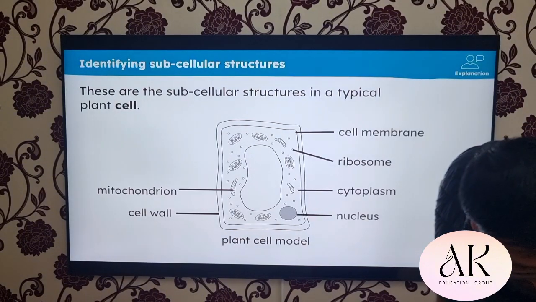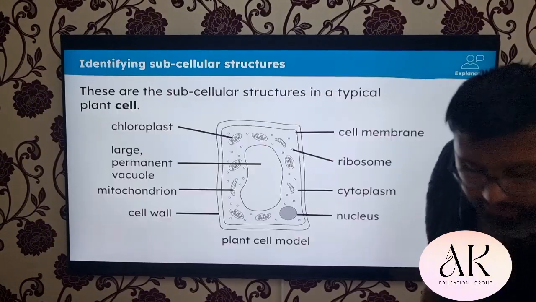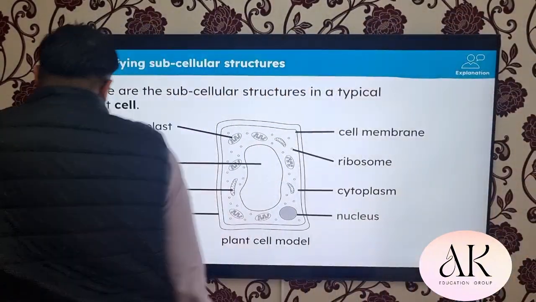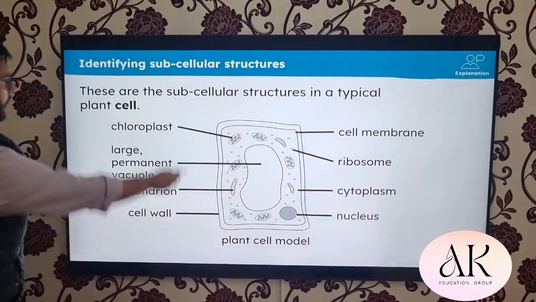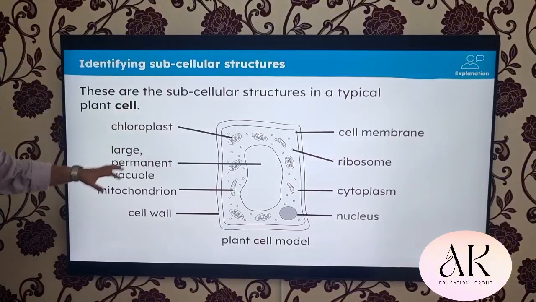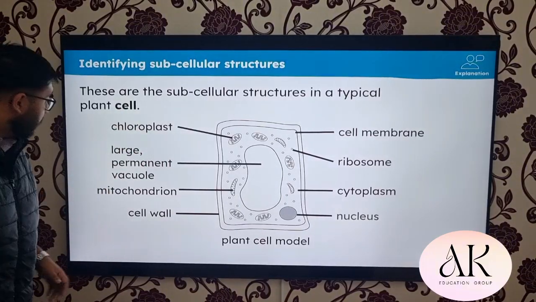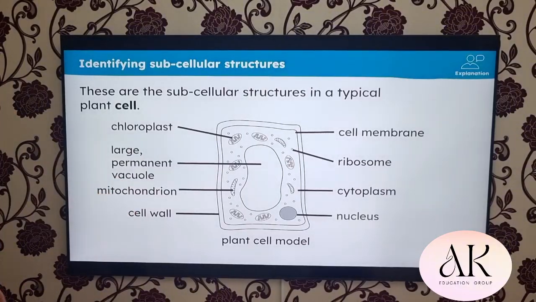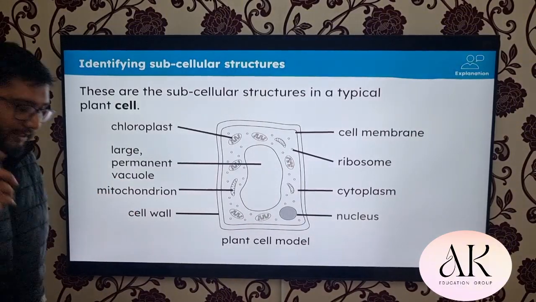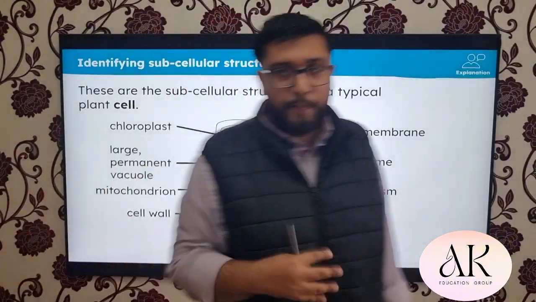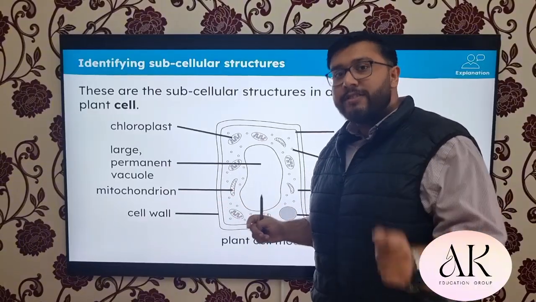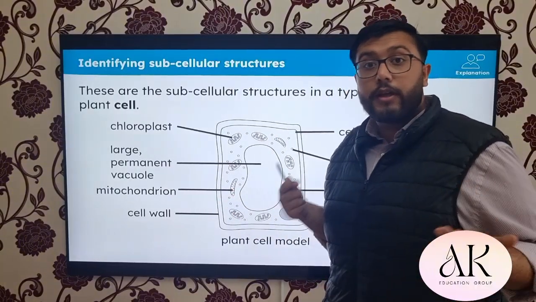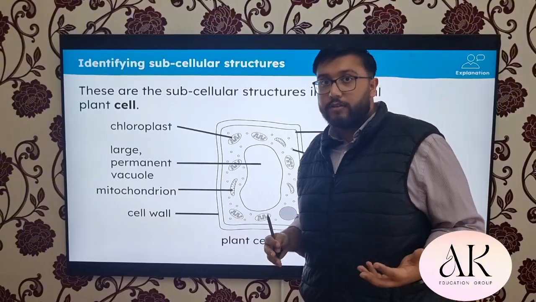Plant cell model, and you see there's a few different structures now. So, in the previous slide with the animal cell model, we didn't see the chloroplast. We didn't see the large permanent vacuole. We didn't see the cell wall. So what does that tell you about plant cells compared to animal cells? Well, there's some differences. And instantly your mind should be trying to think about what type of things they can ask you in the exam.